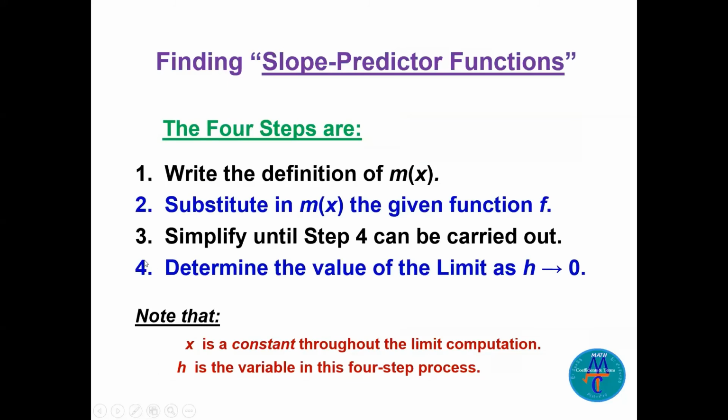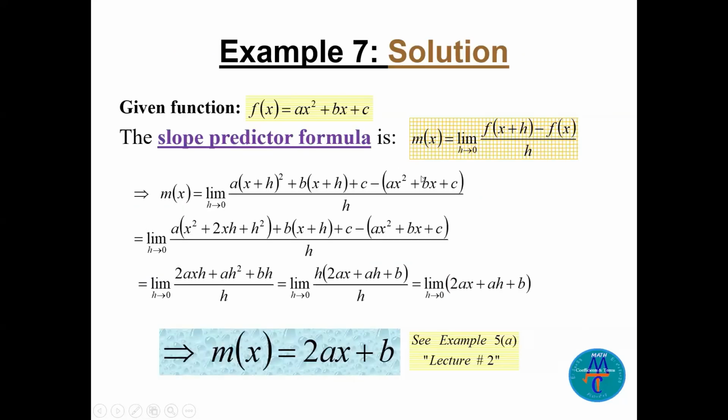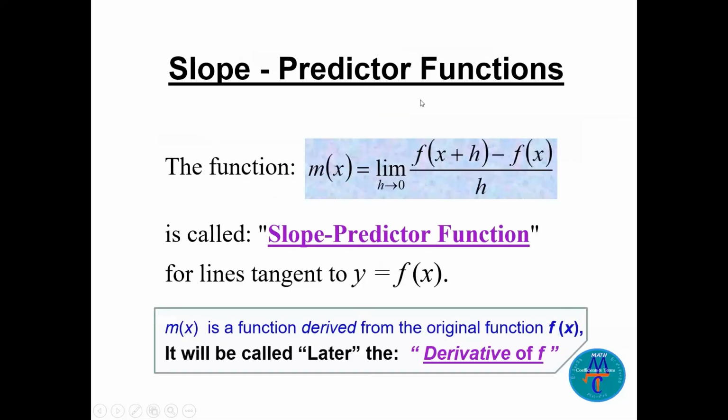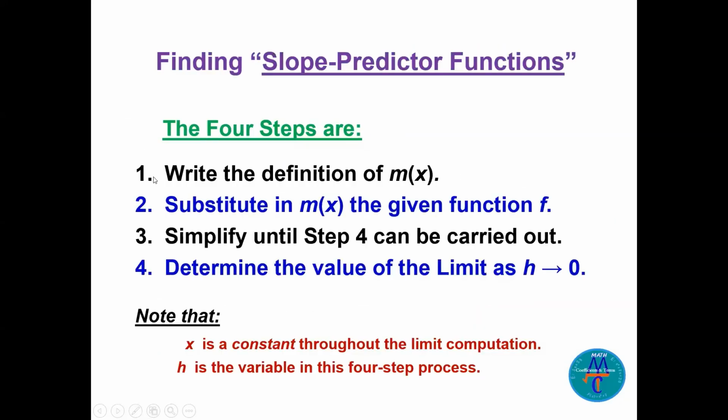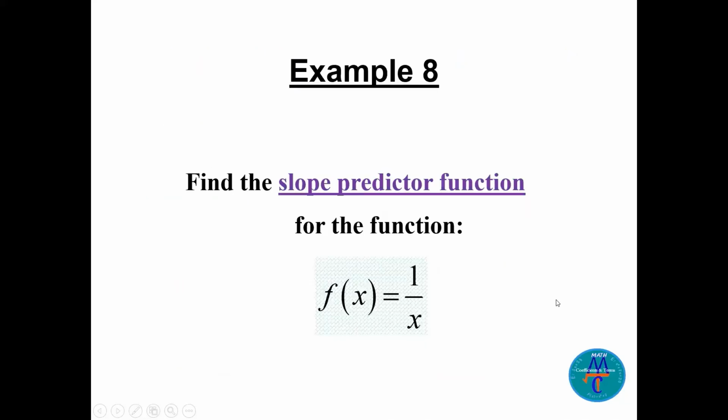Now, the 4 steps, I put it here in one slide, how to find the slope predictor function for any function. Write the definition of m of x, which is this one here. You see, this is the definition. M of x is equal to that one. Always write it there, and then substitute in this m the given function, f. Simplify until step 4 can be carried out, which is find the limit as h goes to 0.